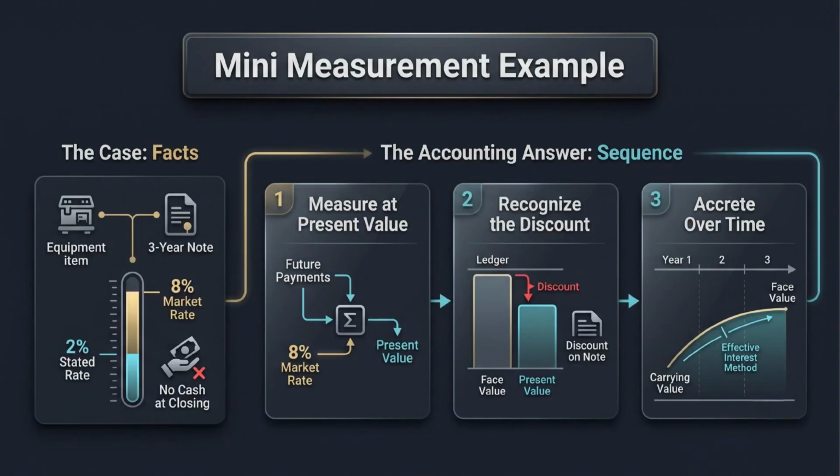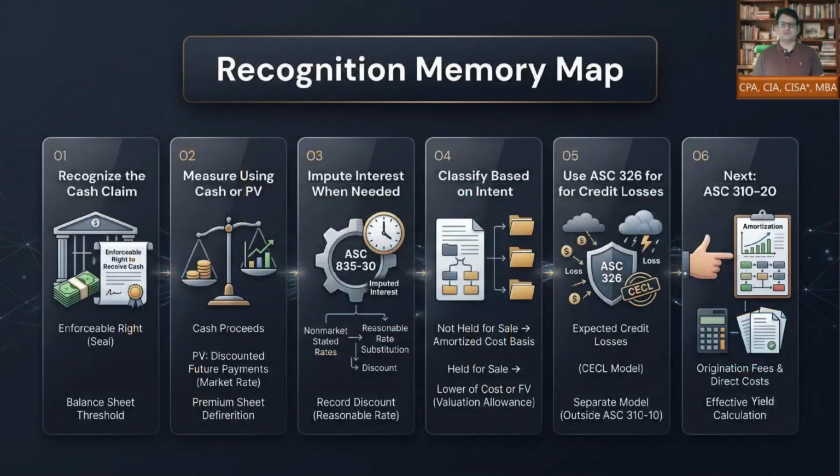Let us apply the present value idea. An entity sells equipment and receives a 3-year note. The note states 2% interest, but a market rate for similar credit risk and term is 8%. No cash changes hands at closing. This is exactly the type of case where face amount can mislead us. The note should be measured at the present value of future payments using the 8% market rate. The gap between face amount and present value is a discount, and that discount accretes into interest income over the note's life. Let us close the lesson with the 6 memory anchors.